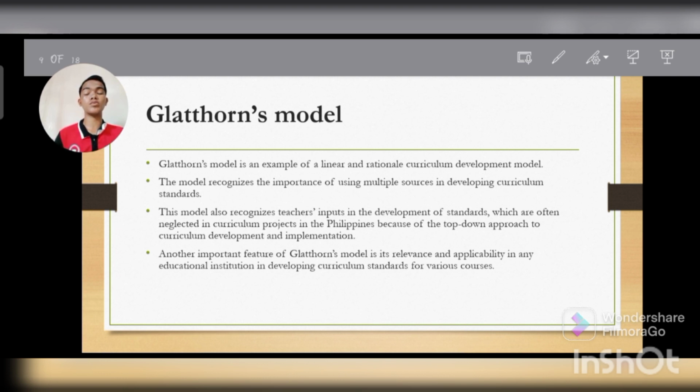Okay, so number six is the learned curriculum. When you see the learned curriculum, it is the bottom-line curriculum, the curriculum that students actually learn. The last one is the hidden curriculum. So this is the unintended curriculum. It defines what students learn from the physical environment and the policies and procedures of the school.